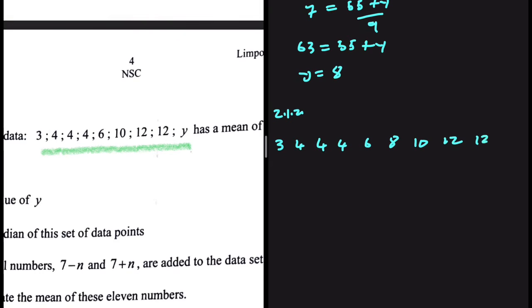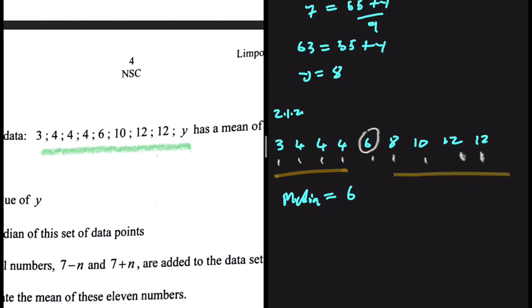The median is the data point in the middle of our data set when we have arranged it from the lowest to the highest. We have 1, 2, 3, 4, 5, 6, 7, 8, 9. Our median should be the 5th term. So that is 6. We can conclude here and say that the median is equal to 6. On the left of 6, we have 4 numbers, and on the right of 6, we have 4 numbers. So 6 is our median.